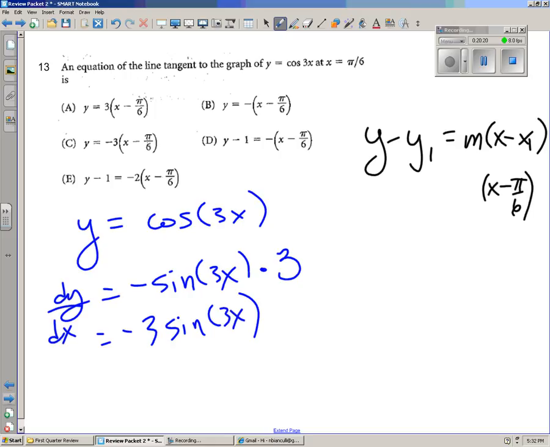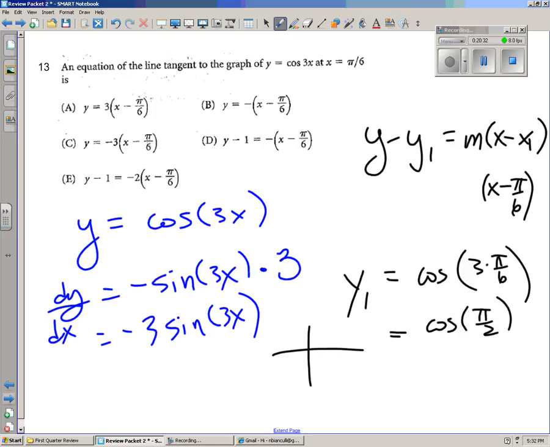We have to find the y value. So the y1 value would be cosine, the original function, of 3 times pi over 6. 3 times pi over 6 is pi over 2. So that's 90 degrees. We're looking at the unit circle at (0, 1). The cosine value is the x value, which is 0. So cosine of pi over 2 is 0.